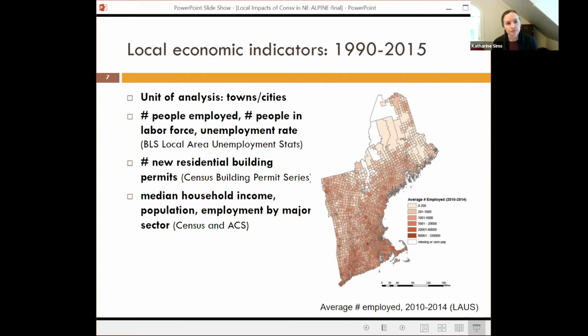We also consider the number of new residential building permits, as well as population, median household income, and employment by industry. The employment data and the building permits data are available quite frequently, annually or monthly, and so we average those into 5-year periods. And then the median household income, population, employment data is only available at less frequent intervals from the decennial census and the 5-year American Community Surveys.